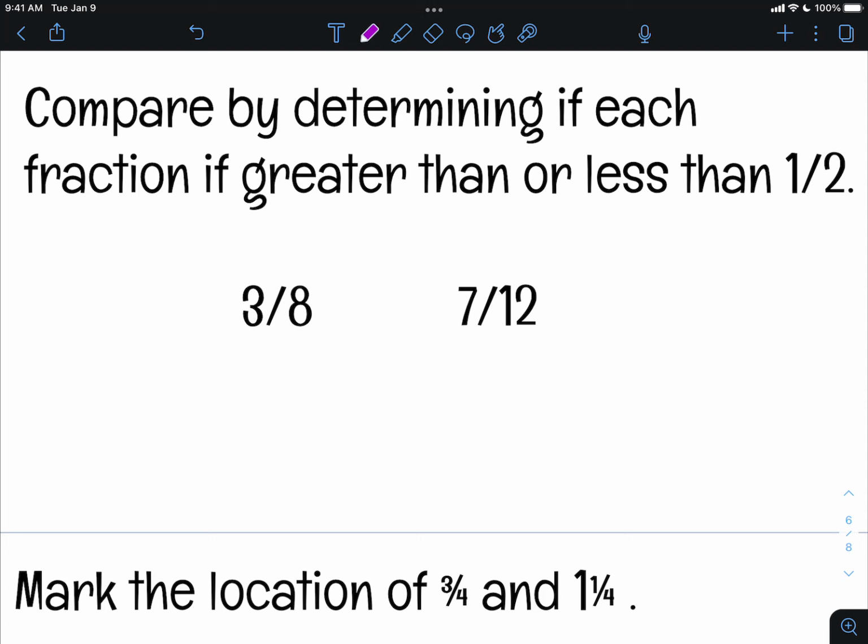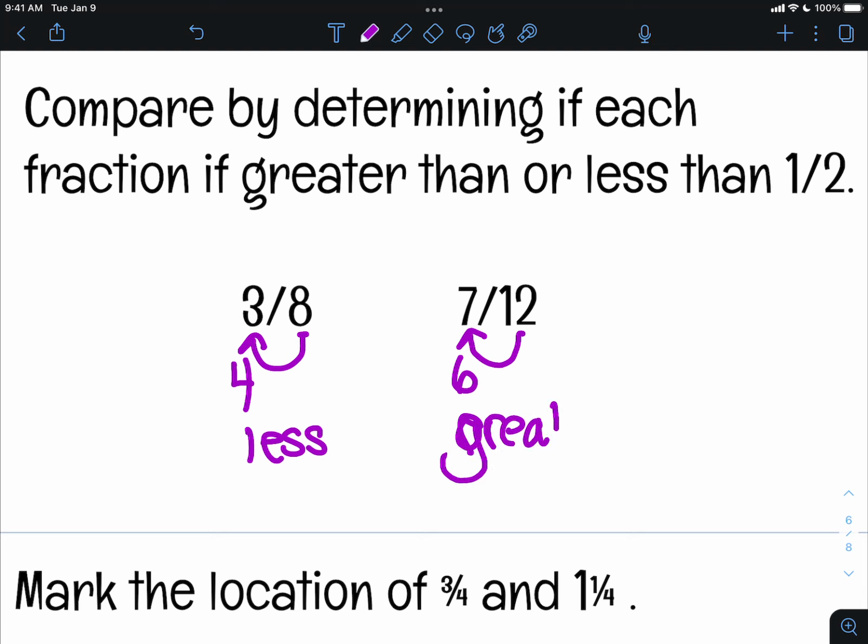Let's say I have eight things. Half of eight would be four, but three is less than four. So this fraction is less than 1/2. Half of 12 would be six, but instead we have seven. So this fraction is greater than half. So if I had to use my symbols, the alligator would eat 7/12.